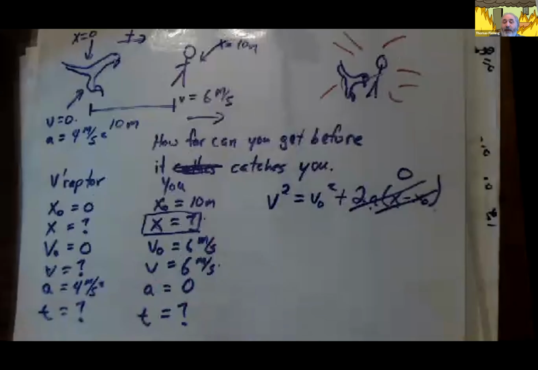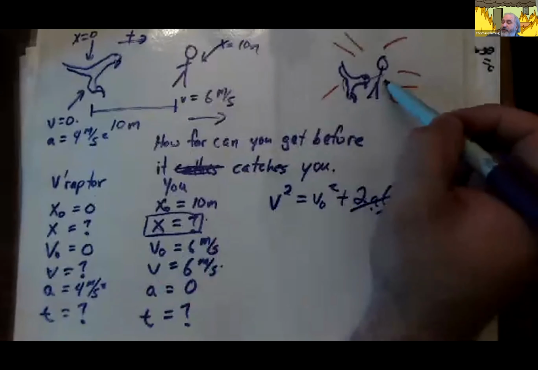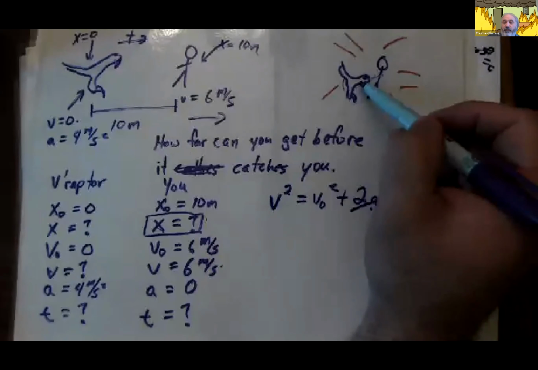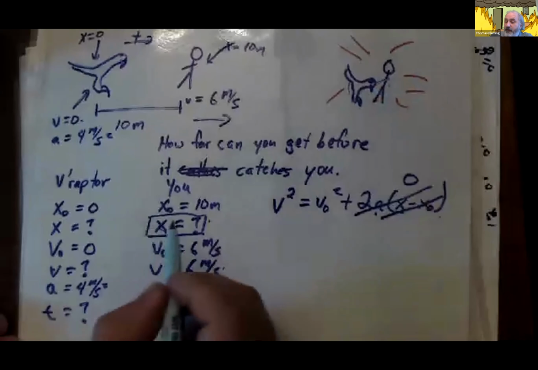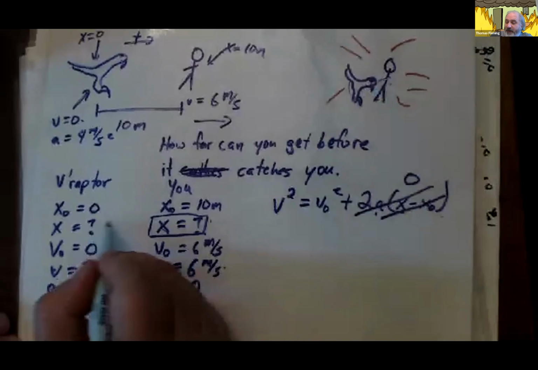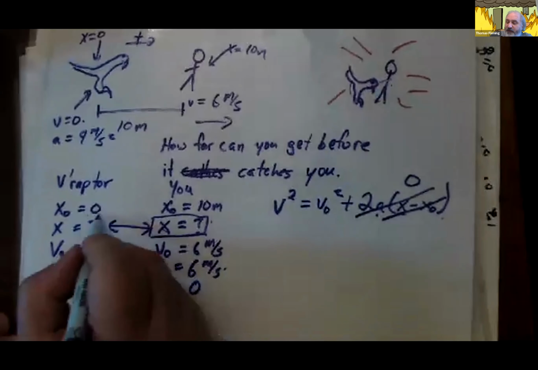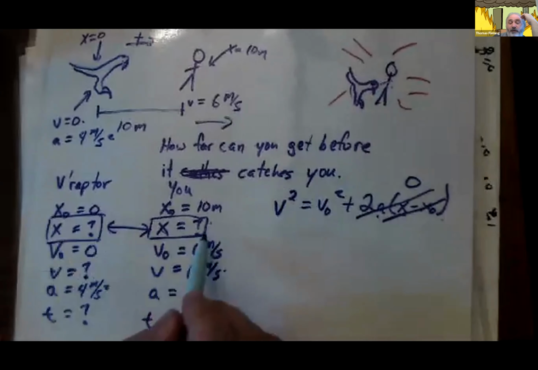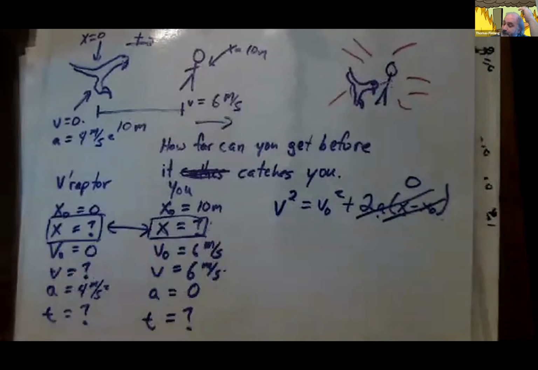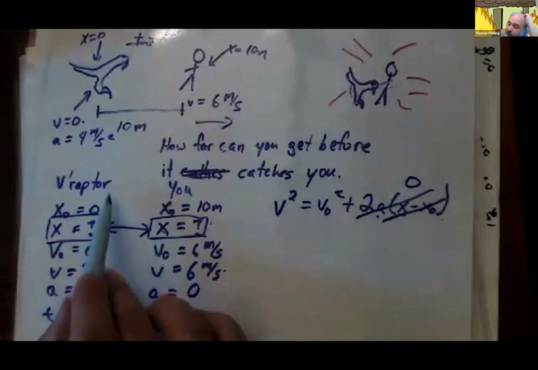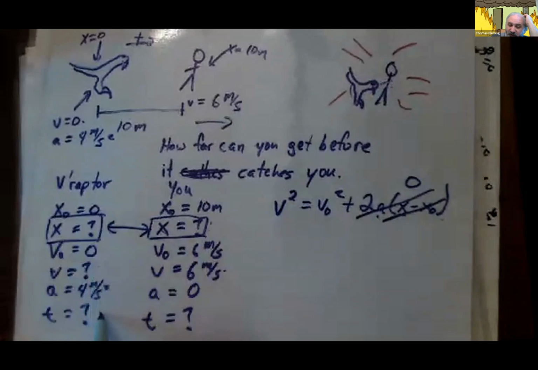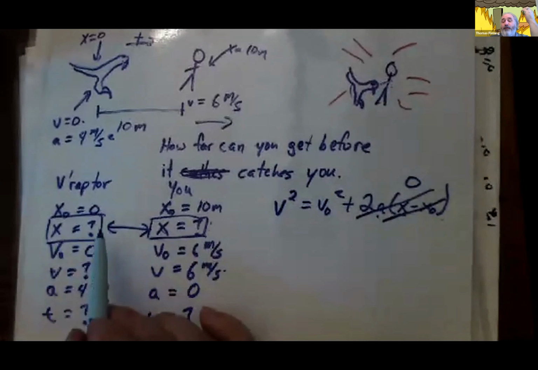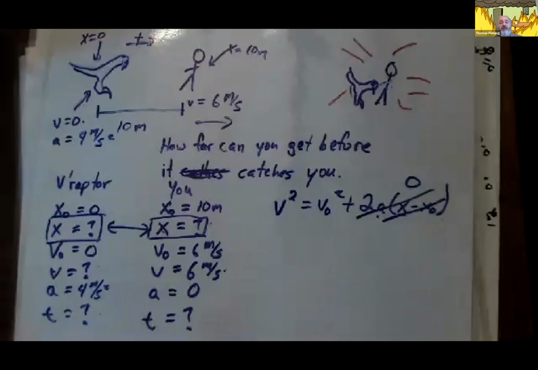Now, one thing I recognize is that the final position of you is the same as the final position of the velociraptor. So in principle, this is the same as that. If I could solve the velociraptor and find where he ends up, I will be able to know by default where you ended up, because he's ending up eating you. The problem, though, is that when I look at the velociraptor inventory, I have way more things in it that I don't know. I don't know the time. I don't know the final velocity. I don't know the final position. I've got very little information there.